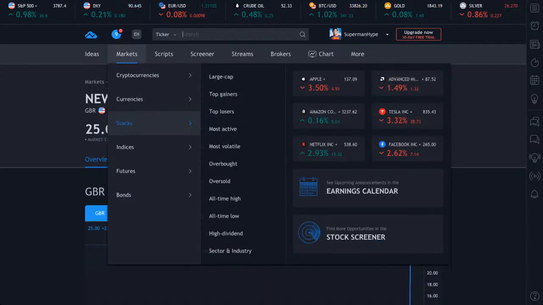So let's continue on stocks. So we've got overbought stocks, oversold stocks. So these are just different categories. Really, the large caps, top gainers and losers, where most people will stay, maybe most active and volatile if you're trading a lot. But those are short-term trades that you're doing. You've got all-time high, all-time low, high dividends. So if you're after just stocks with dividends, you can go to high dividend. Let's click on that.